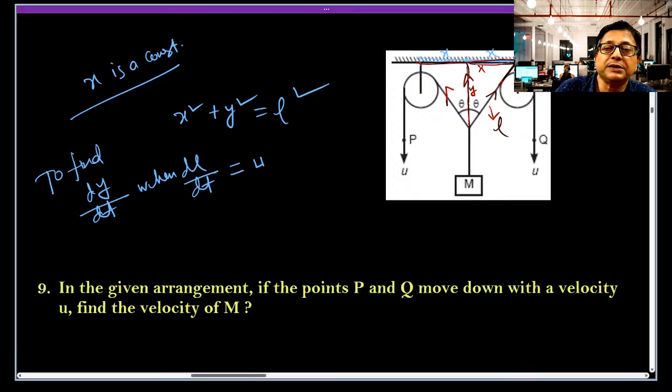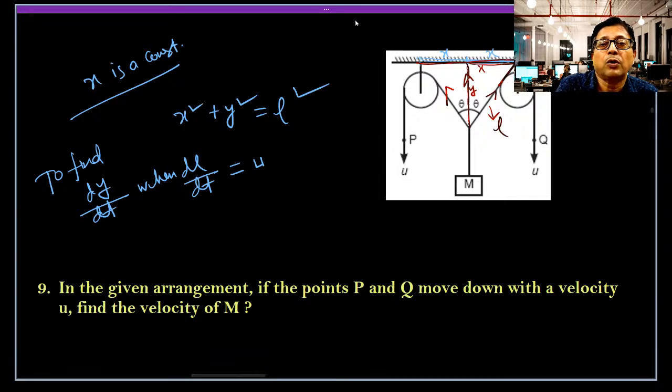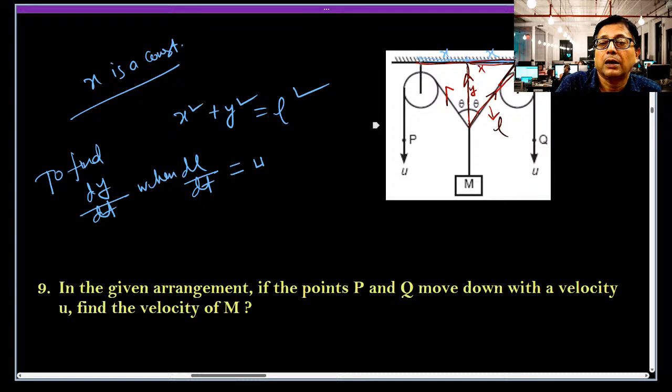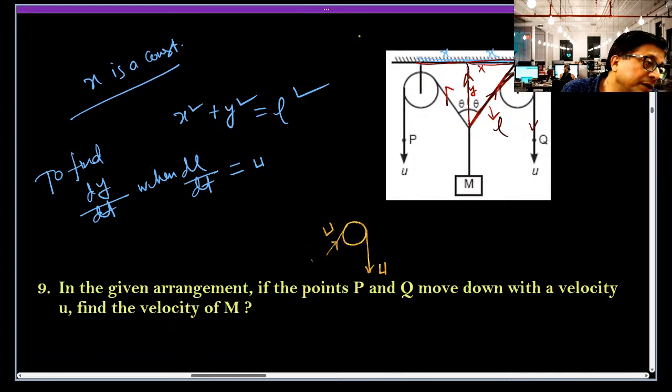Why am I considering dl by dt as u? Because this cord, this one and this one, this cord is passing over the pulley, no? The length of the cord over the pulley is the same, and the cord is not extensible. So whatever velocity you give this end, with the same velocity, this end will move. Am I clear? If I have attached the same cord, then if this one has velocity u, by pulling, this one should have the same velocity u.